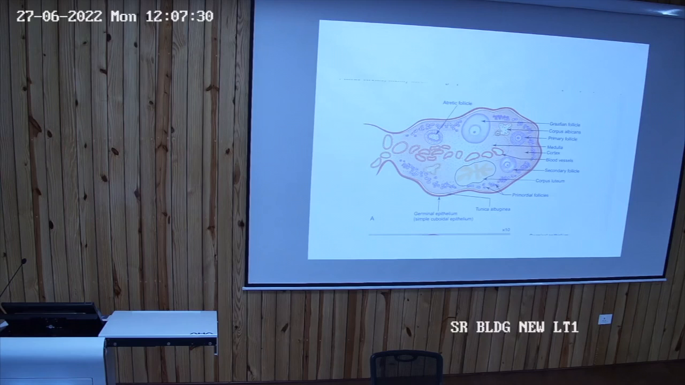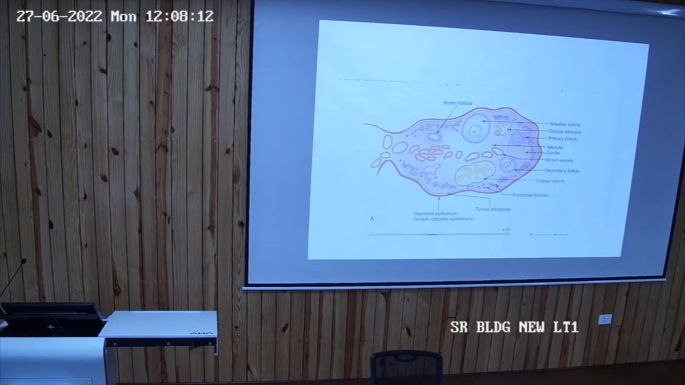Misnomerly, it is named as germinal epithelium, but it is not actually concerned with the germinal layer. It is a simple cuboidal epithelium. This simple cuboidal epithelium is misnamed as germinal epithelium, otherwise it is not related with its function. Just below this epithelium, there is a white connective tissue layer, that is the tunica albuginea.